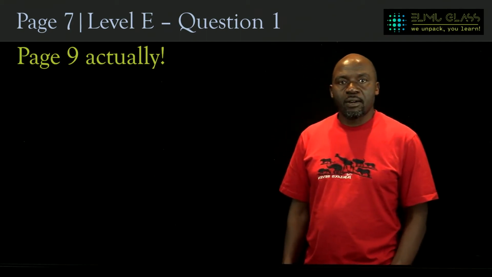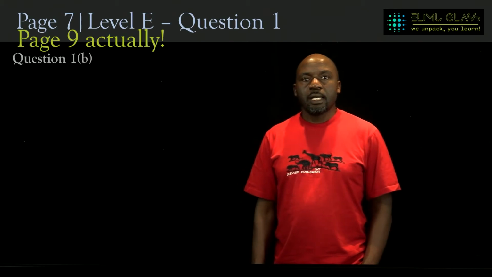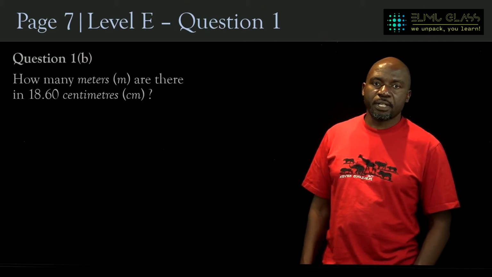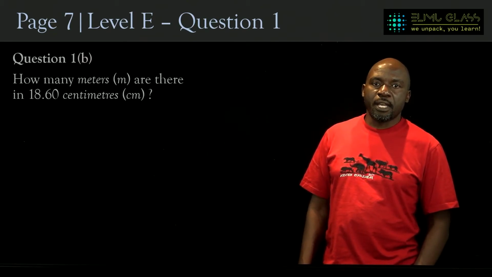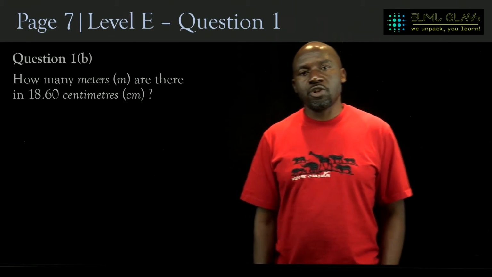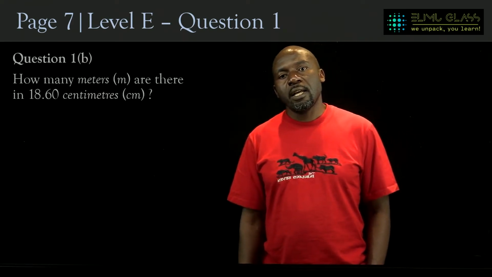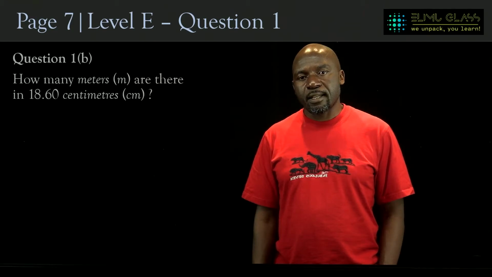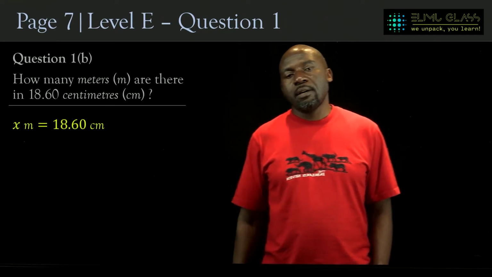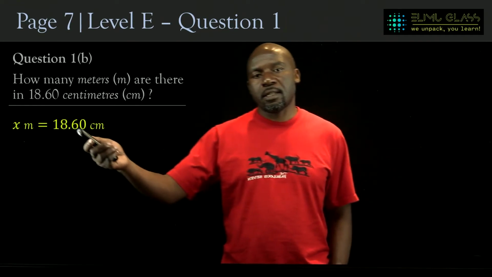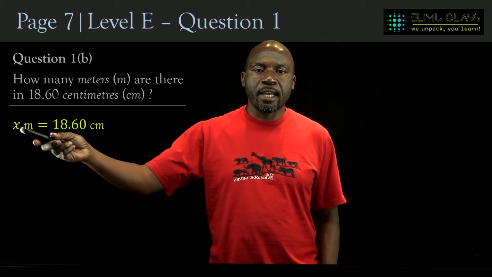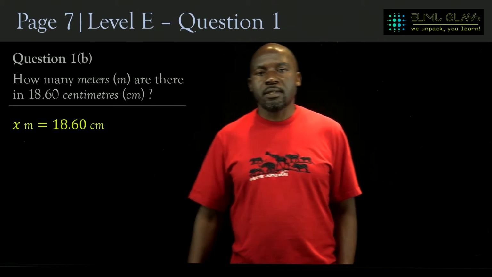This is on page 7, but now level E, question number 1B. Question number 1B says, how many meters, so now this is the use of prefixes, how many meters are there in 18.60 centimeters? So to answer this, we want to change from centimeters to meters. We will say the value we are looking for, let's call it x. So x meters must be equal to 18.60 centimeters. So this is how I suggest that you start answering the question. There is a value we are looking for, which is x, and it's measured in meters. So we'll say x meters is 18.60 centimeters.